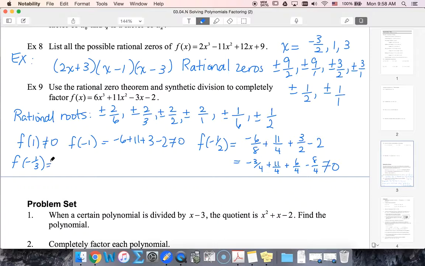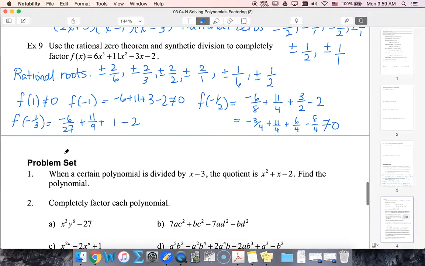So if I try -1/3, I'm going to get -6/27, and then I'll have plus 11/9 minus plus 3/3 is going to be 1 minus 2. All right, so now I'm going to have -2/9 plus 11 over 9. This is minus 1, so that would then be minus 9 over 9. And now I know negative 1/3 works because that equals 0. Knowing that equals 0, I can do my synthetic division.